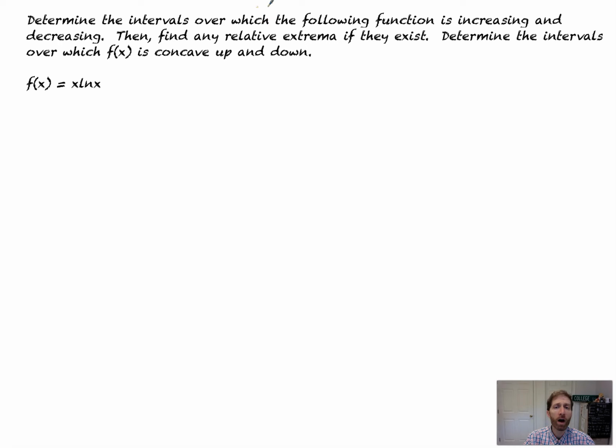So if we want to figure out where a function is increasing and decreasing, we need to find its derivative, figure out where it's positive and negative. So f prime of x is equal to, product rule, first d second. Derivative ln x, 1 over x, not so bad, plus second d first. So that'd be just plus ln x. Now that's a weird number, I get it. The x's cancel and you get 1 plus ln x.